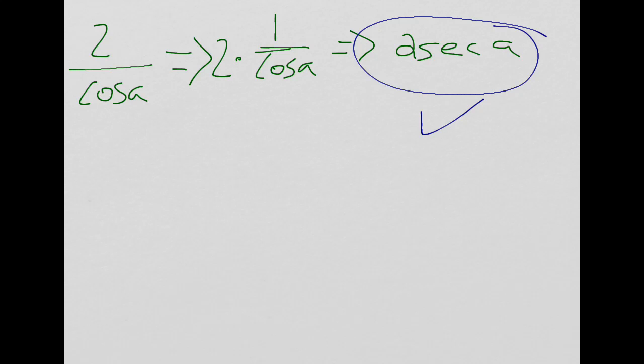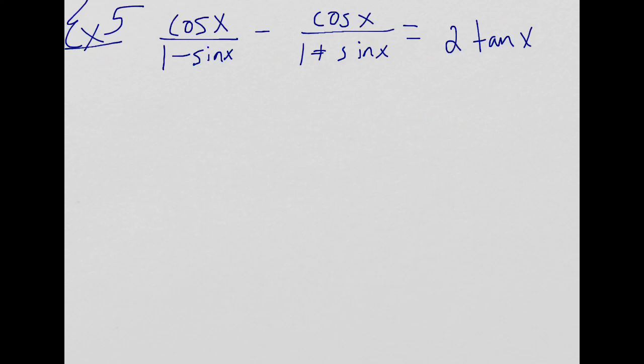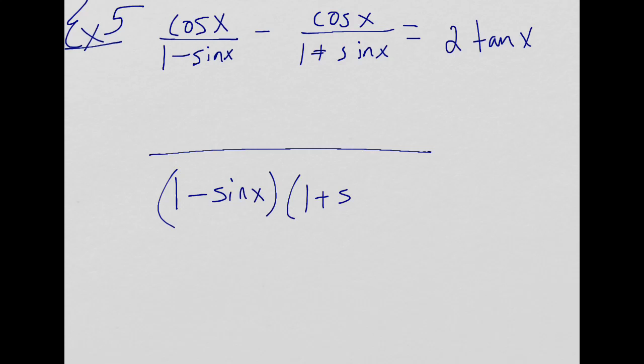Does anyone have any questions on this problem? So I'm going to give you a couple minutes. I want you to try this one on your own. So what have we got to do first? What's it going to be? It'll be 1 minus sine x times 1 plus sine x.